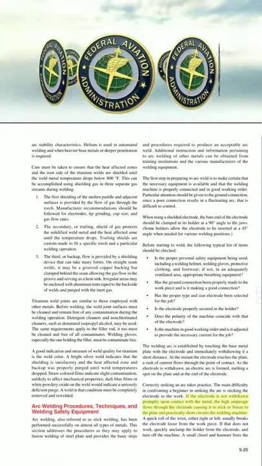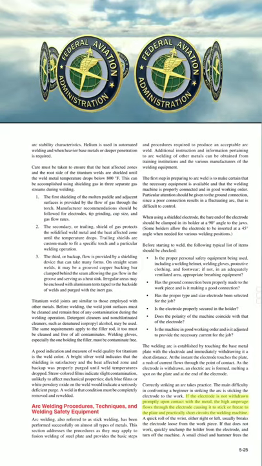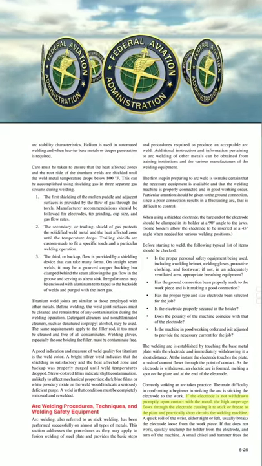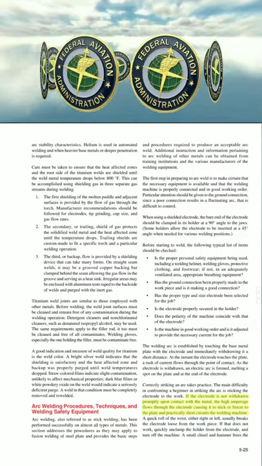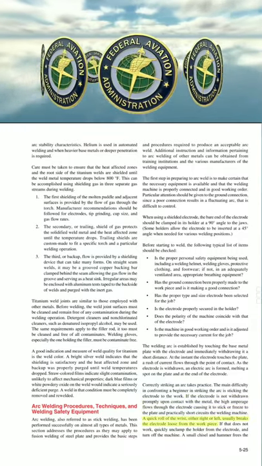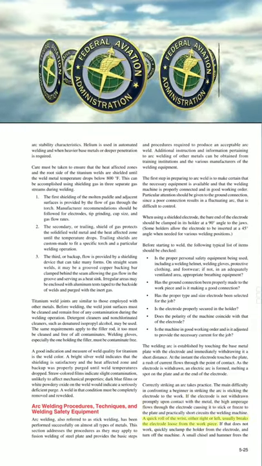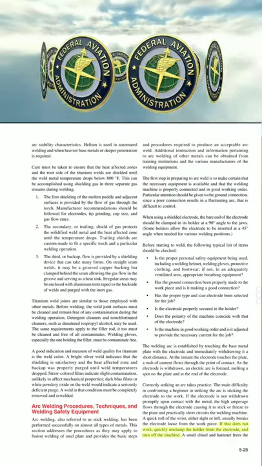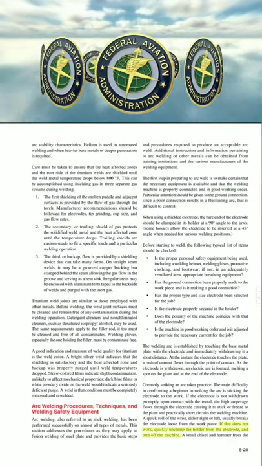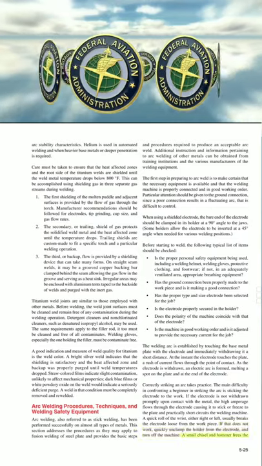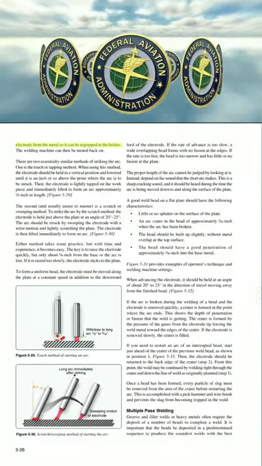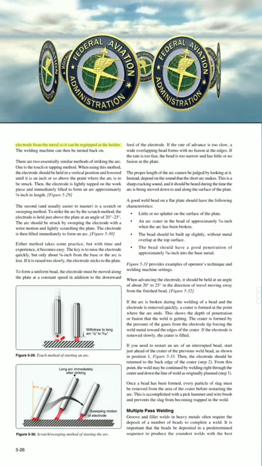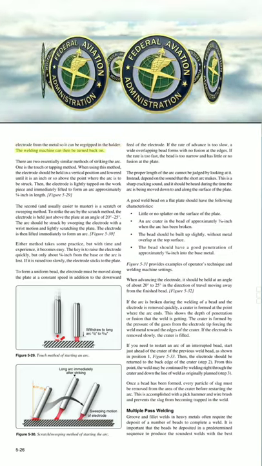If the electrode is not withdrawn promptly upon contact with the metal, the high amperage flows through the electrode, causing it to stick or freeze to the plate and practically short-circuits the welding machine. A quick roll of the wrist, either right or left, usually breaks the electrode loose from the workpiece. If that does not work, quickly unclamp the holder from the electrode and turn off the machine. A small chisel and hammer free the 5-25 electrode from the metal so it can be regripped in the holder. The welding machine can then be turned back on.